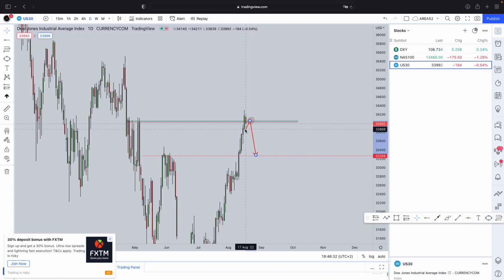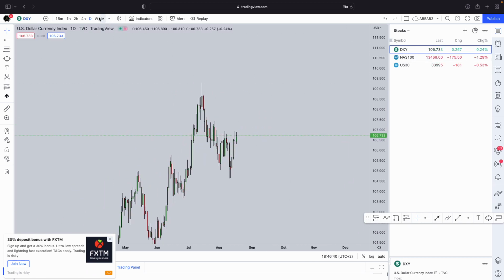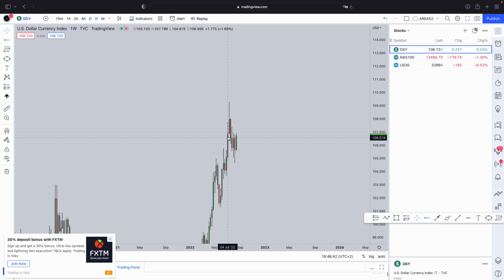Now, all things now lead to the dollar index. So the dollar index has got the opportunity to now finally go and complete this W formation that we were hoping to see over there, potentially see a pullback and that continuation to the upside there as well.